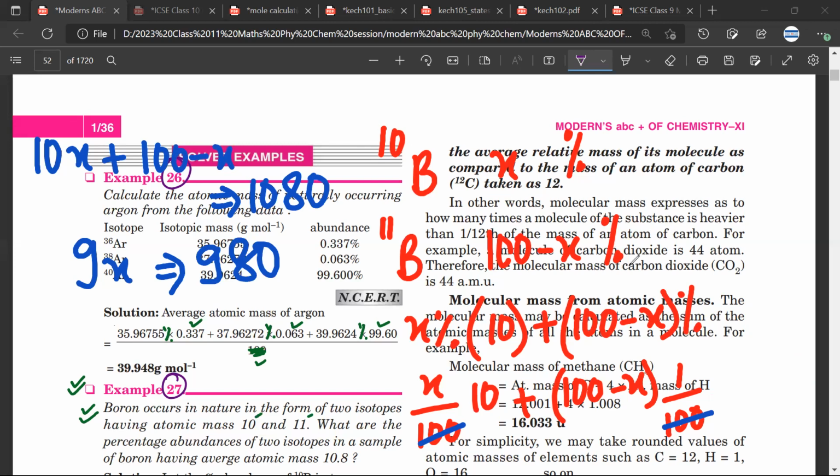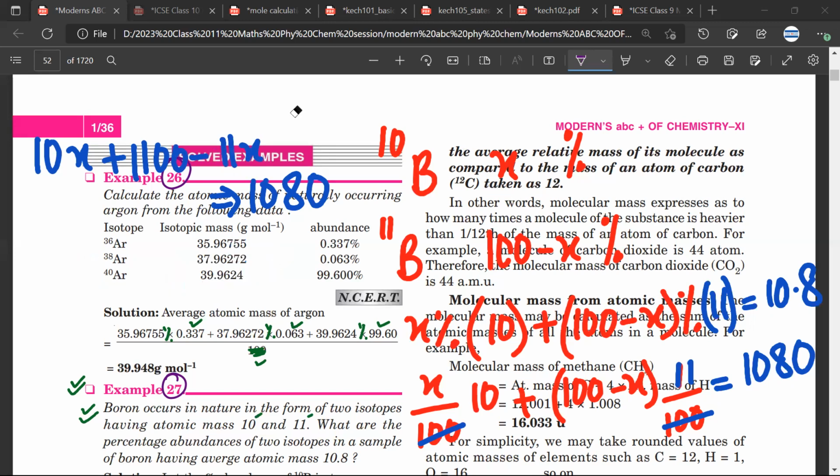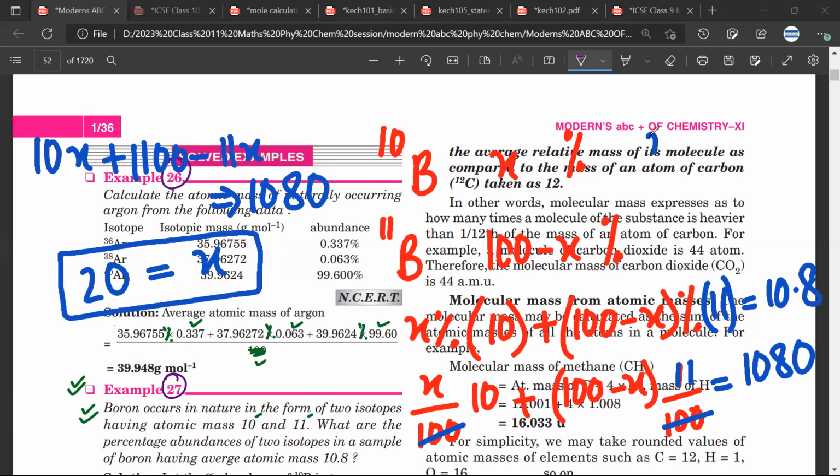So this would be (100 minus x) percent into 11 is equal to 10.8. So 11 is equal to 1080. So 10x plus 1100 minus 11x is equal to 1080. So this would be minus x, 20 is equal to x. Is it making sense? Yeah. Great. So one is 20%, the other is 80%.